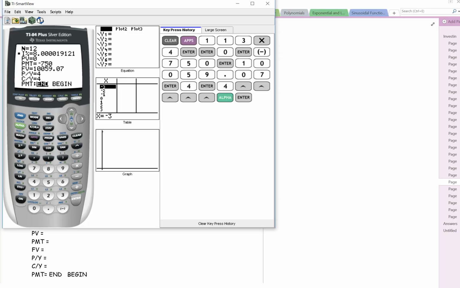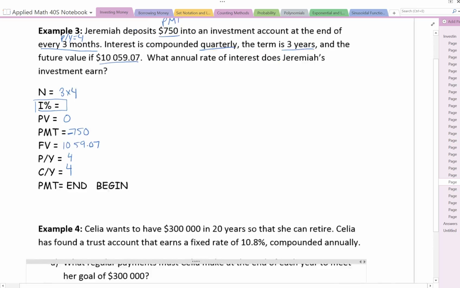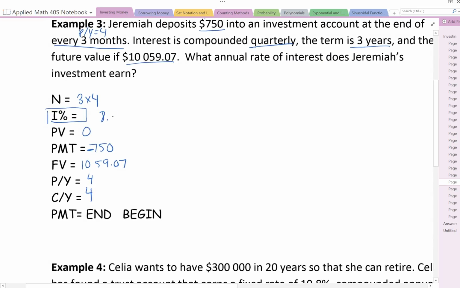Alpha solve, and we get a value of 8.000, so that's 8%. 8.0000191. We can conclude that the annual interest rate is 8%.